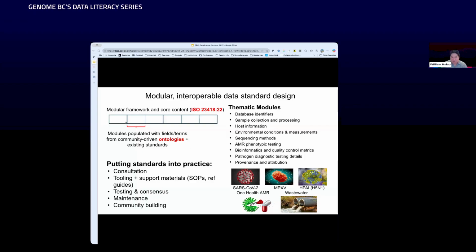And when a new use case comes up, we don't just design a brand new standard. We reuse as many of the modules as possible, and then through consultation and through supporting the users to get their existing data into the standard, and to test the robustness of the standard and to stay engaged with this community, we then over time have built up several different standards that are all openly and publicly available for anyone to use for free. So here are some examples of the thematic modules that have been developed in the last few years.